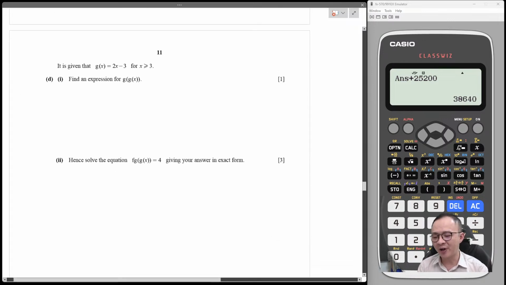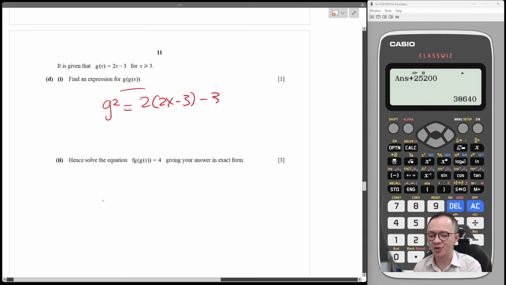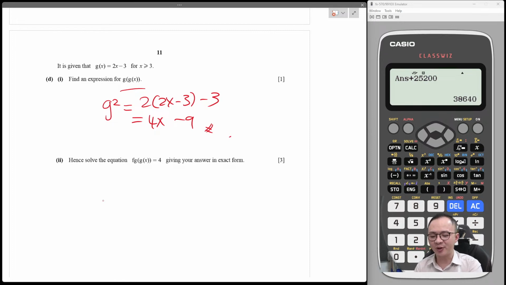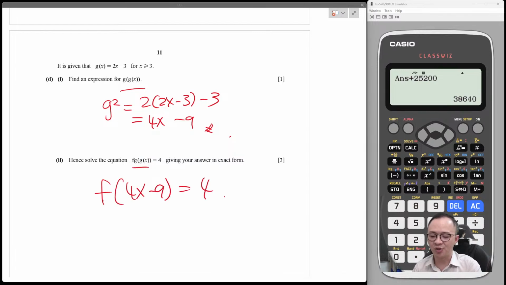Okay, so we have some g2. Sub g2 into gx. So 2x minus 3, minus 3. So this is 4x minus 6 minus 9. Okay, done. Then hence, we want to do this one. You see there's a g2 here, isn't it? So this one is f g2 equals to 4, isn't it? Because this is gg, so you have g2. So I just insert the g2.